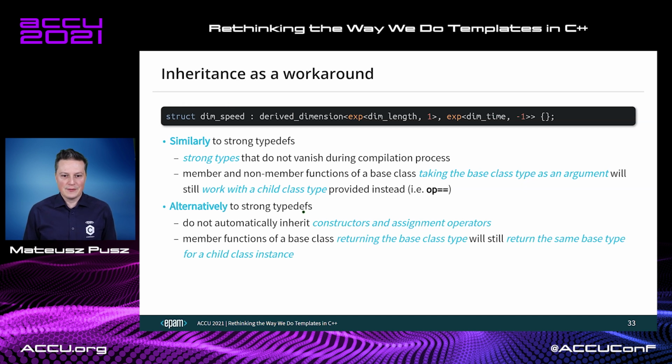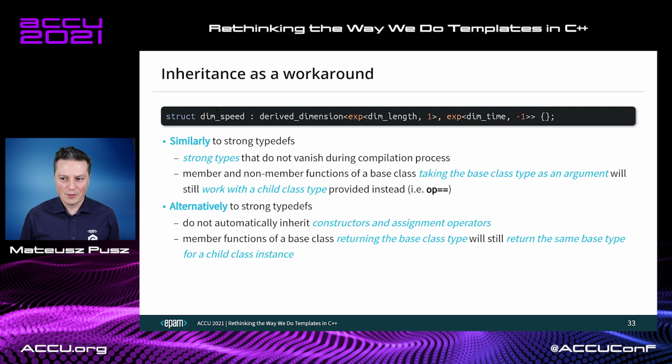However, unlike strong type defs, if there are any non-trivial constructors in the derived dimension, they will not be automatically exposed in dimension speed, right? You have to retype them or import them directly by hand to the structure. Also, all of the operators are not explicitly provided for this type. If you have, for example, operator plus here, this operator plus will return just a derived dimension rather than dim speed as a derived class, as a return type of this function.